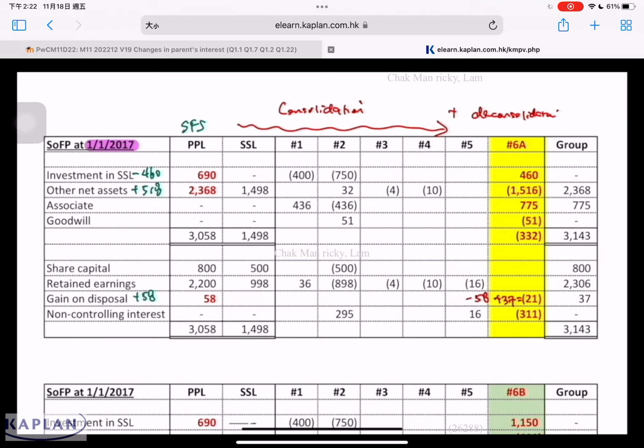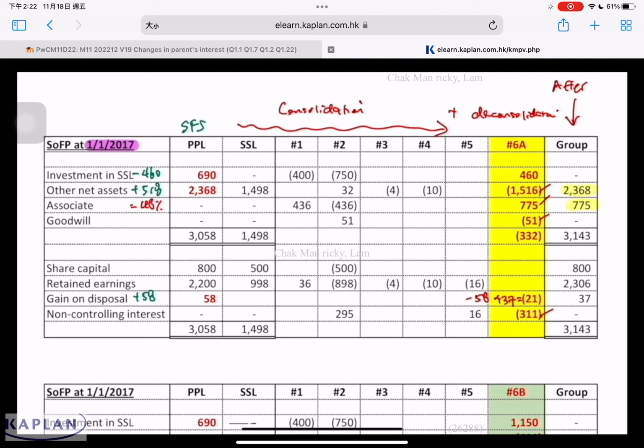Then after that, we have to account for the remaining 48% as associate. This is the remaining 48% as associate at fair value. We must deconsolidate the assets and liabilities consolidated with goodwill. Then we must derecognize the NCI. This is the group level after the loss of control. At the group level, the remaining assets are the assets of the parent. At the group level, the remaining 48% becomes an associate.